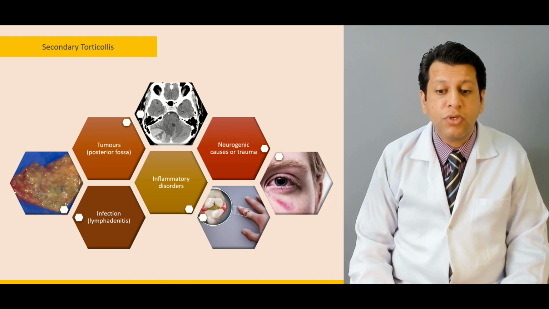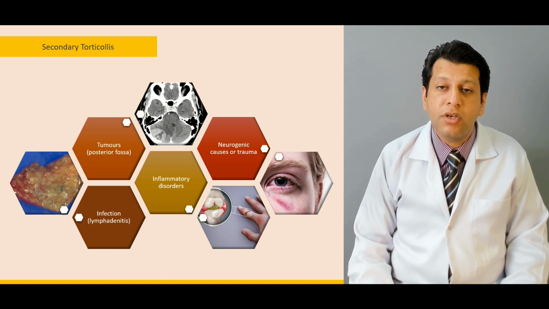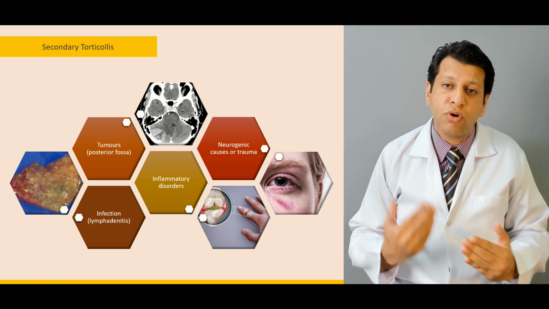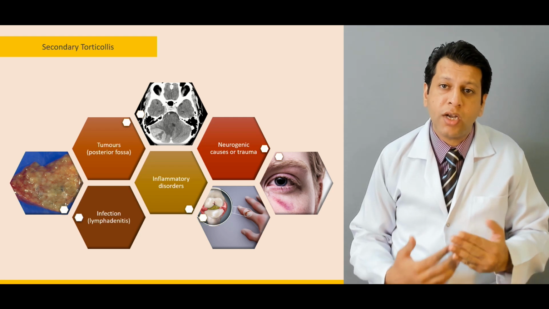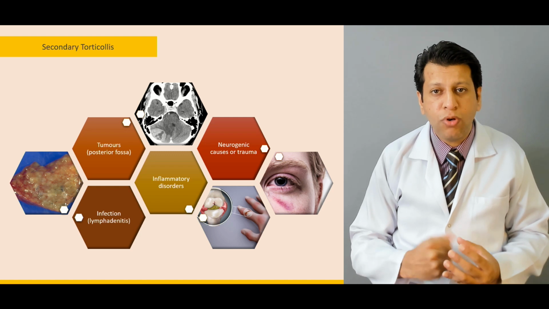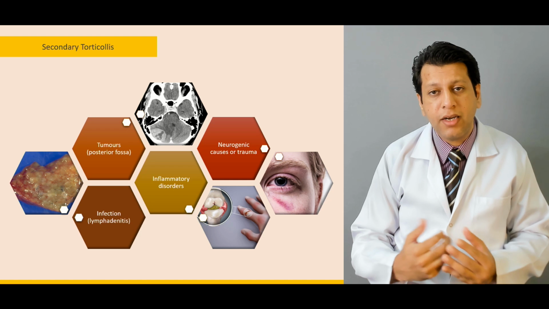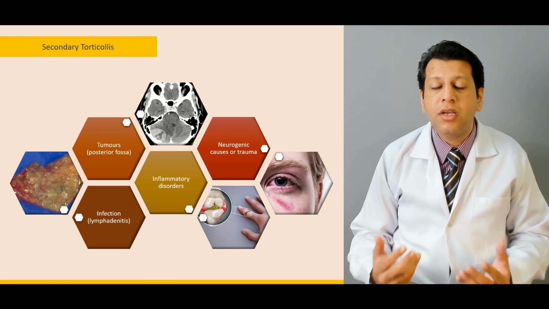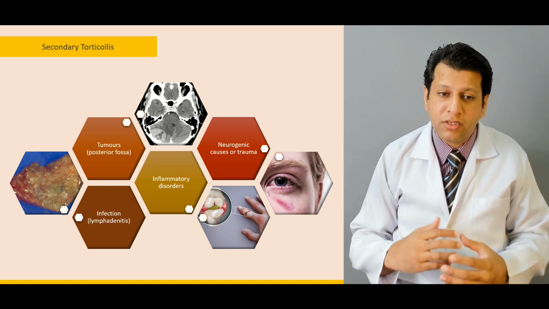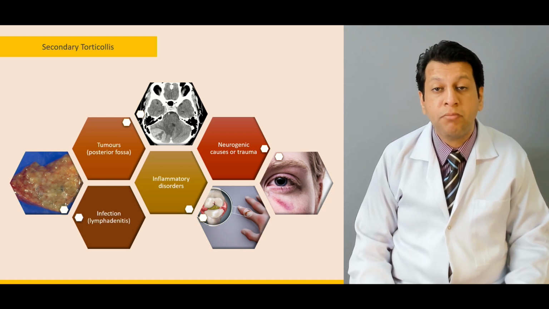Or there may be neurogenic causes or traumatic causes. For example, there was trauma or injury to the sternocleidomastoid, and later on fibrosis occurred. That fibrosis is now causing a pull, tilting the neck towards one direction, leading to this secondary type of torticollis which may have developed over the course of time.